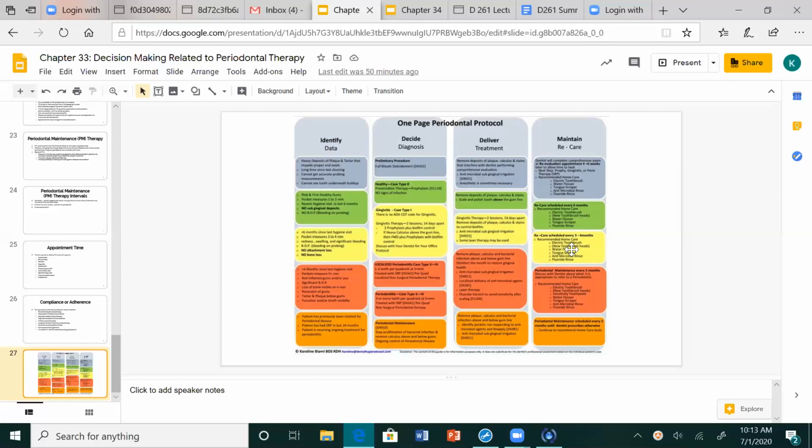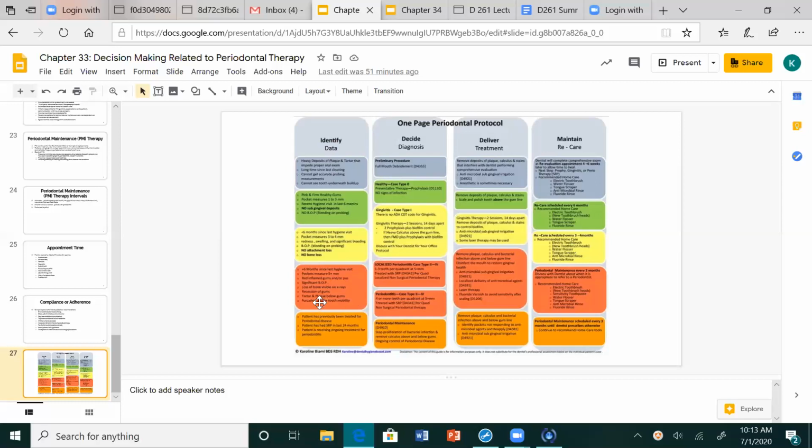Things look totally healthy. Their home care's improved. They got the electric toothbrush. They started flossing a couple times a week. Okay, great. Let's do a 6-month recare, okay? Let's say they come back, they're a mess again, and they've got a couple areas where now we have 5 millimeter pockets. Okay, maybe it's time to do some localized SRP on those areas, okay?